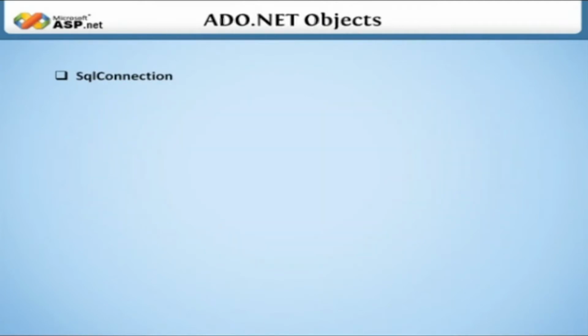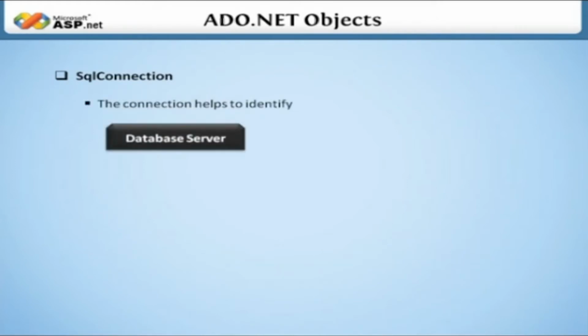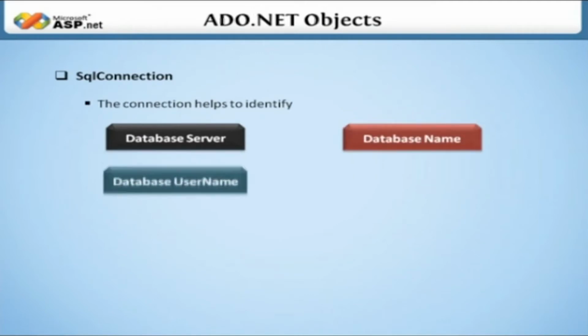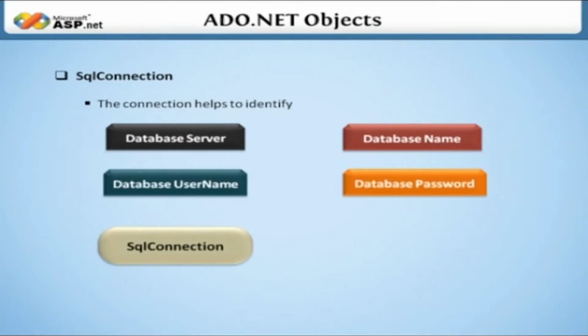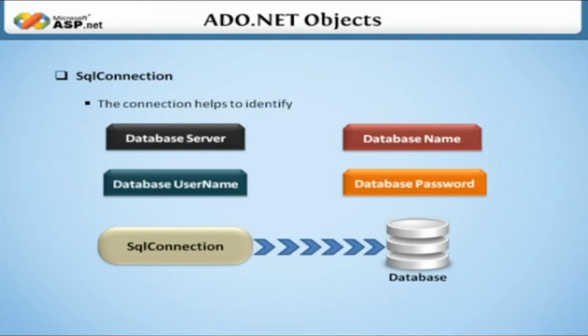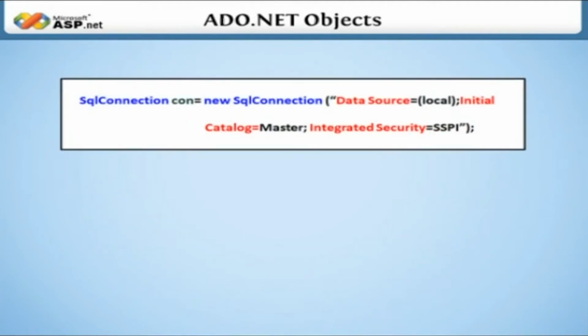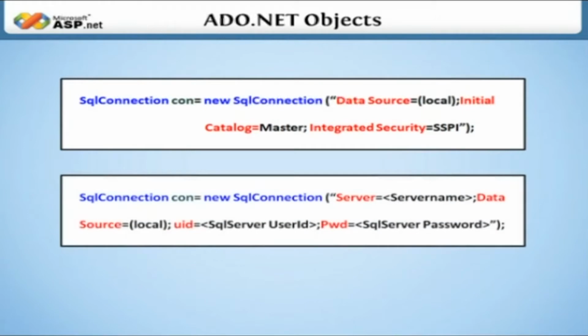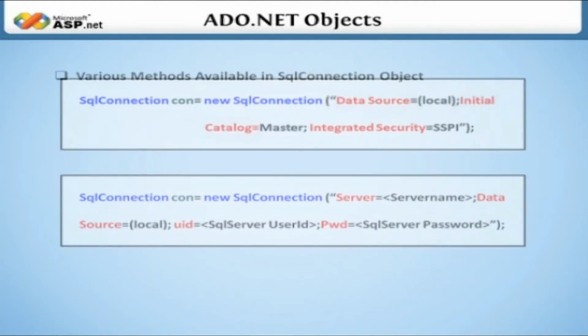To interact with the database, you must have a connection with it. And the connection helps you identify the database server, the database name, the username, the password, and other parameters that are required for connecting to the database. We can pass all this information as an argument to the SQLConnection object. We can create a connection object by using this statement. And here, the data source identifies the server, and initial catalog represents the database name.